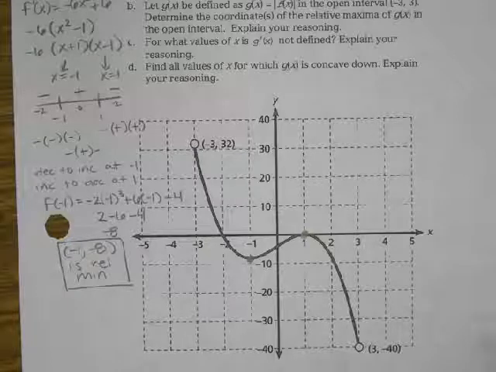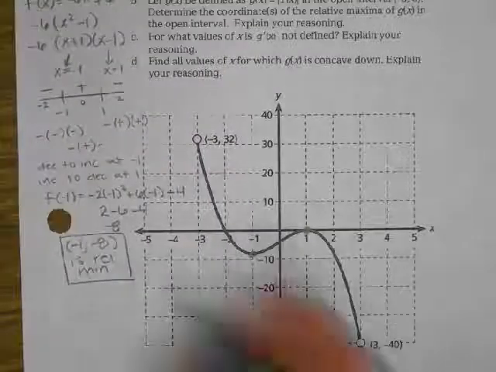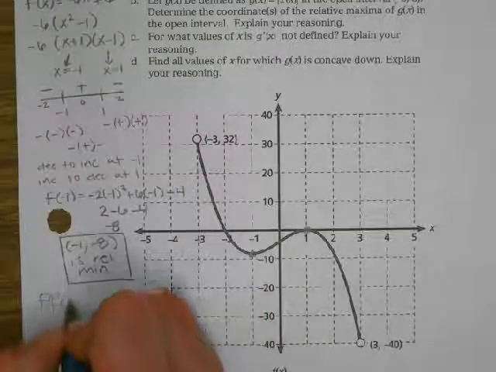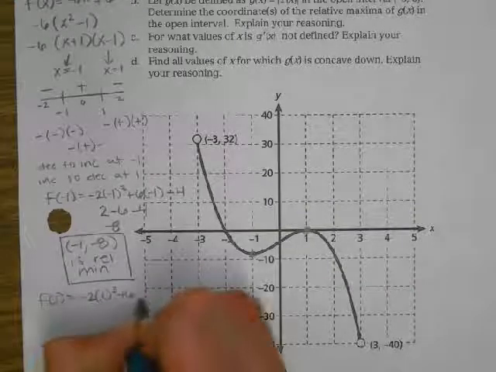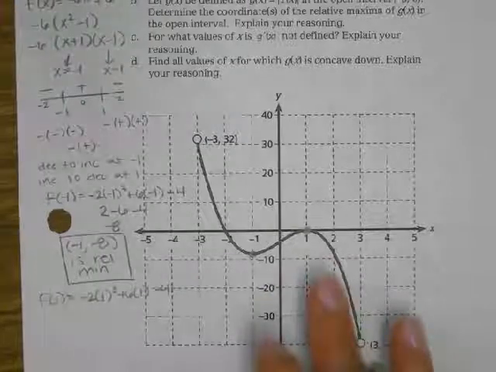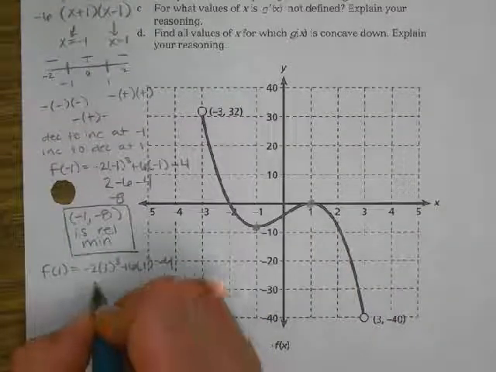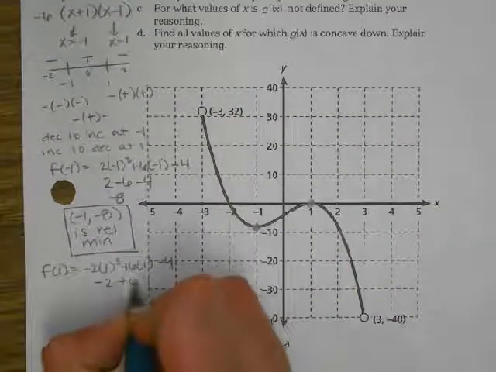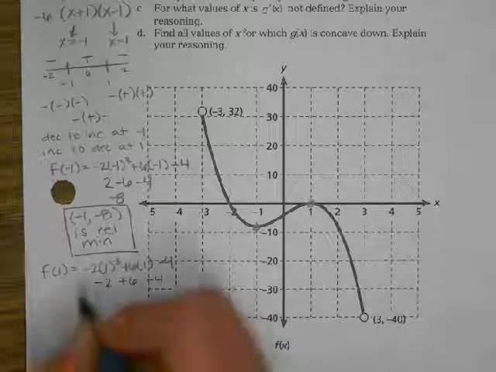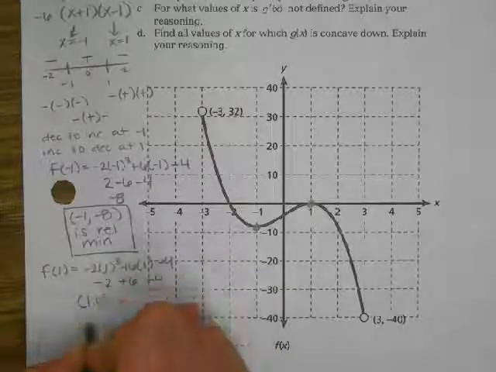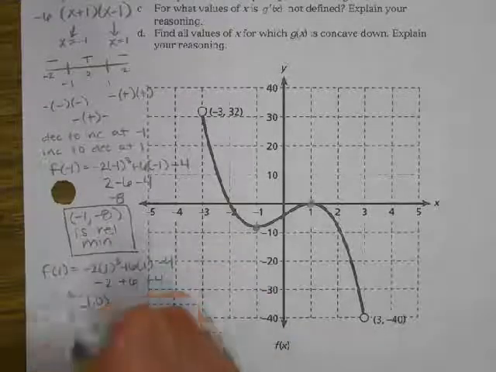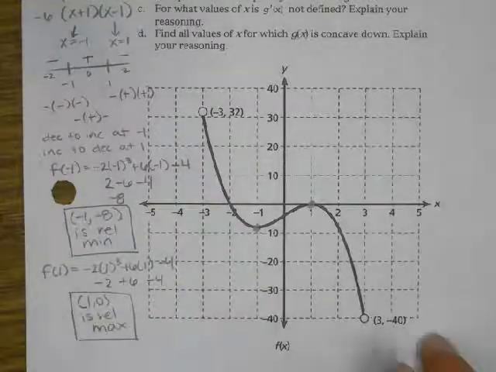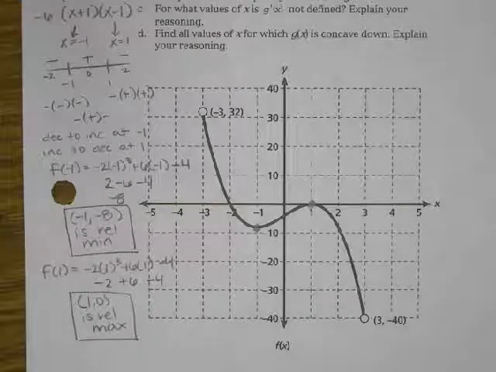(-1, -8) makes sense. The other one is +1, so f of +1 is -2 times 1 to the third plus 6 times 1 minus 4. So that's -2 plus 6 minus 4. That's just 0. So (1, 0) is a relative max. Okay, so I think that's pretty complete for part A.